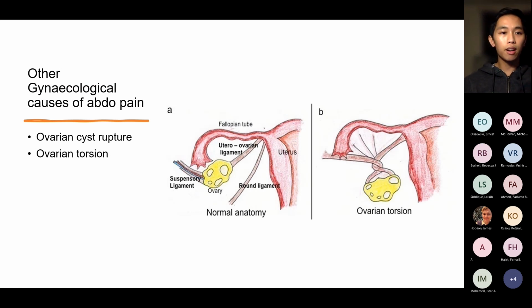So other important gynecological causes of abdominal pain include ovarian rupture and ovarian torsion. Now, ovarian torsion is another important emergency presentation to be picked up because when the ovary twists on itself, this can compromise the blood supply to the ovary. And if the blood supply is compromised, this can cause the ovary to die and then cause further issues down the line like subfertility and infertility and also rupture.